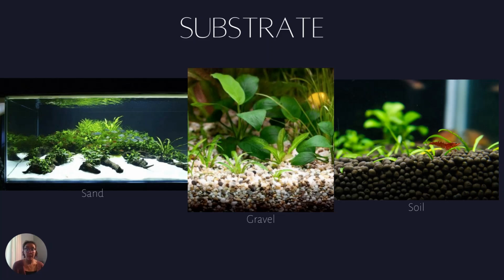The third substrate is aquarium soil. Aquarium soil contains nutrients that can help your plants grow and root into the soil. They can contain live bacteria, which is beneficial for your tank. This substrate can be hard to maintain for beginners because it can alter your pH and water parameters.